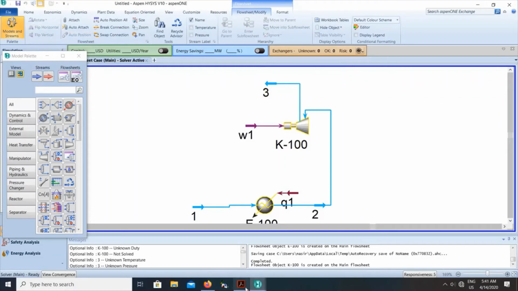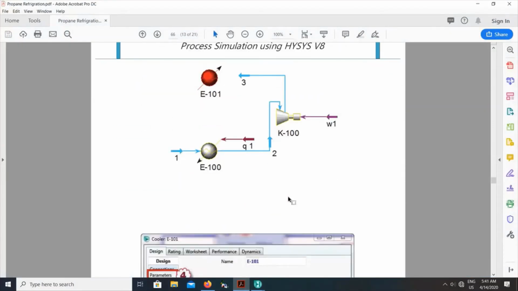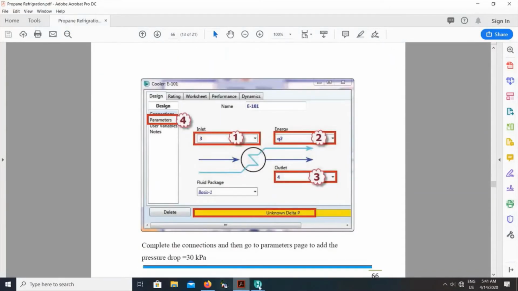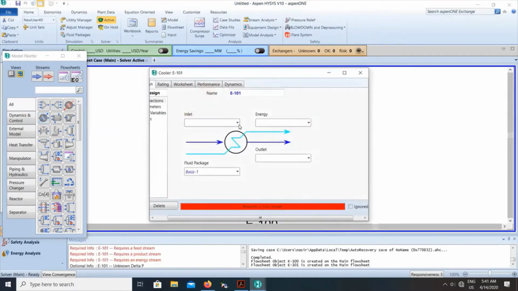After providing this information, we now have to use a cooler. So you click on the cooler, which is shown here. Cooler or condenser, same thing. You double click and open this one. The inlet to this will be the third stream. You can call this one Q2, and the outlet will be called the fourth stream.